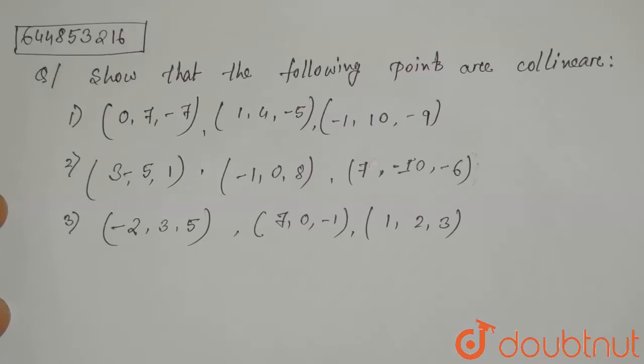Hello everyone, the question is: show that the following points are collinear. First option is given as (0, 7, -7), (1, 4, -5), (-1, 10, -9). Option 2: (3, -5, 1), (-1, 0, 8), (7, -10, -6). And option 3: (-2, 3, 5), (7, 0, -1), (1, 2, 3).